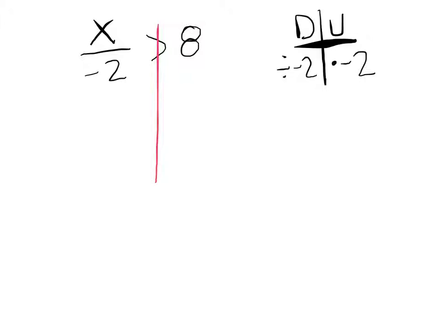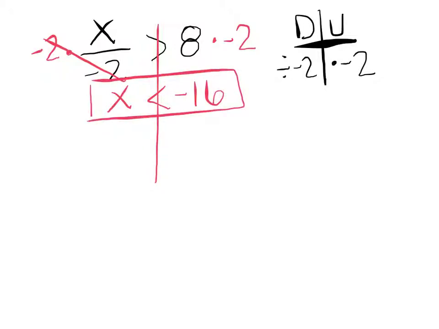So let's go ahead and do that. Undo says multiply by negative 2. I'm going to multiply by negative 2 on both sides. Oh, I'm multiplying by a negative. So that greater than symbol needs to flip, and it needs to become a less than symbol. So here we had to undo. We're left with x. 8 times negative 2 is negative 16, and we're done. x is less than negative 16. We needed to flip that inequality symbol because we multiplied by a negative.